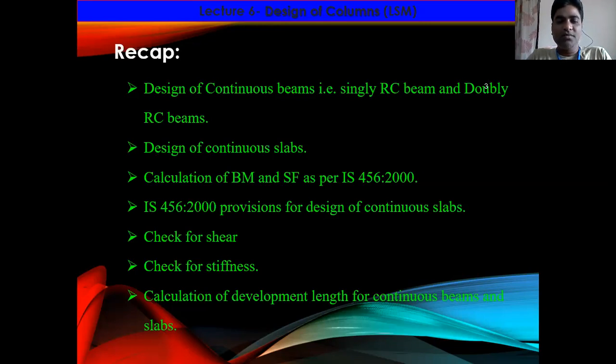Then we checked for shear, and we discussed the procedure for checking shear in slabs as well as shear design in rectangular beams. Then we checked for stiffness, and we checked for development length also. So these are the things we discussed in the last class, that is, continuous beams and slabs.